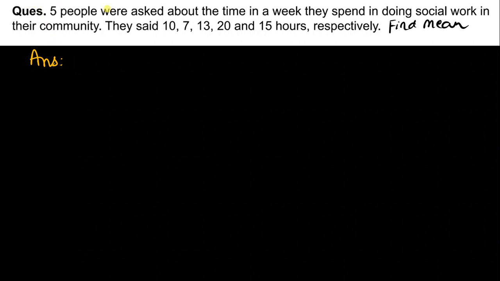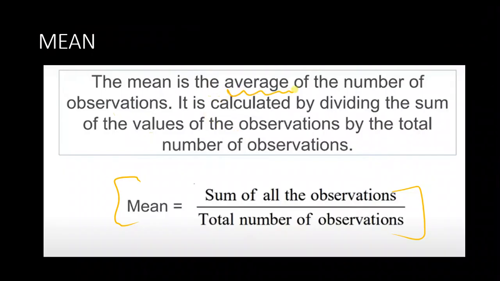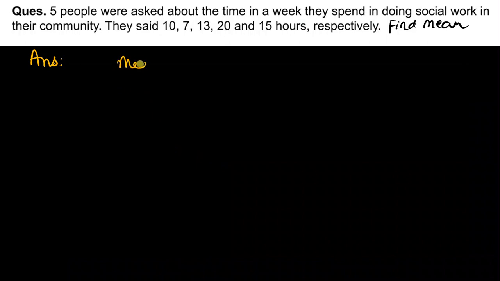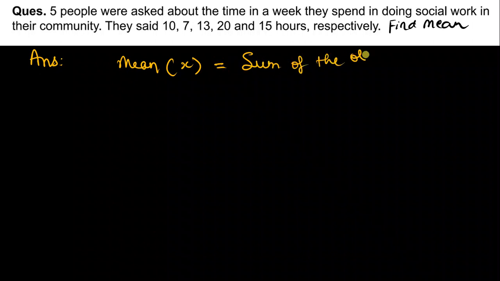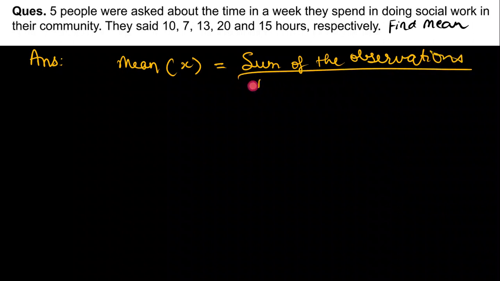Let's understand this through an example. We have 5 people who are asked about the time in a week they spend doing social work in their community, and they said 10, 7, 13, 20 and 15 hours respectively. Now we need to find the mean. We know that mean is the average basically, and the formula for mean goes like, let's say mean is x̄, that means it will be equal to the sum of the observations divided by the total number of observations.